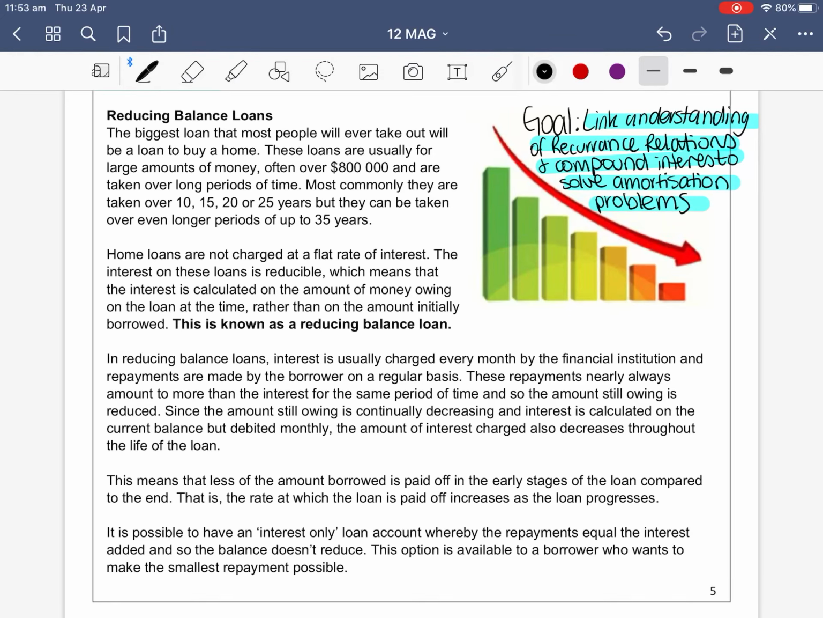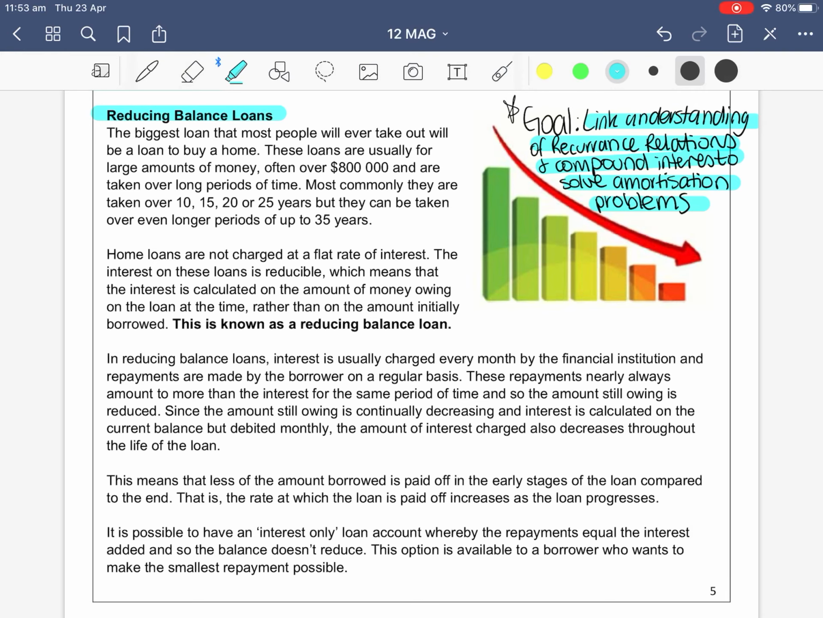Hey guys, welcome to our next lesson on finance. Today we're moving into chapter 8 and our goal is to link an understanding of recurrence relations and compound interest to solve amortisation problems. So that's a big word and we're going to talk about all of that today.